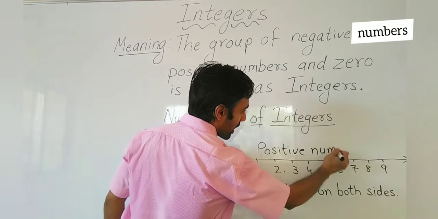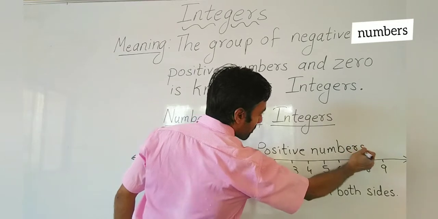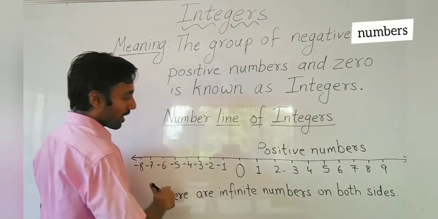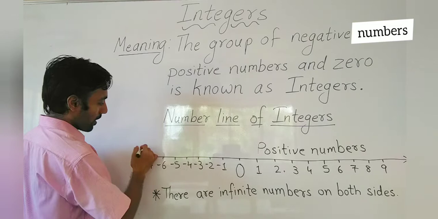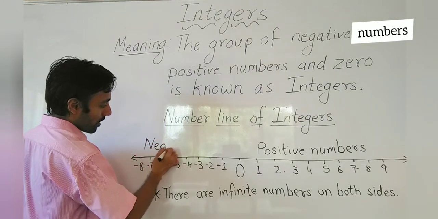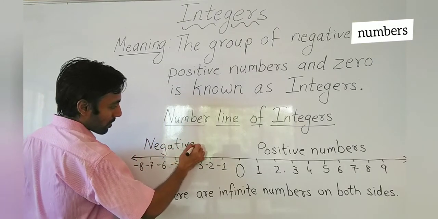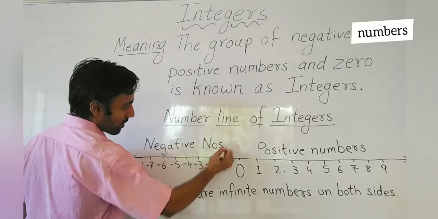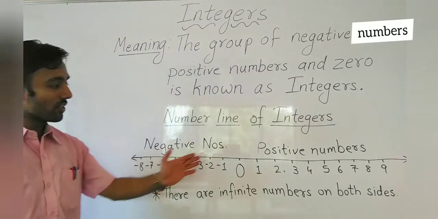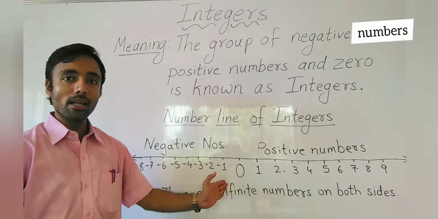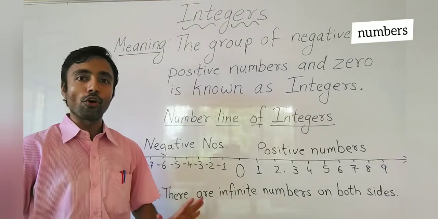Positive numbers lie towards the right side of 0. And the negative numbers lie towards the left of 0. And 0, which is in the center, is neither negative nor positive.